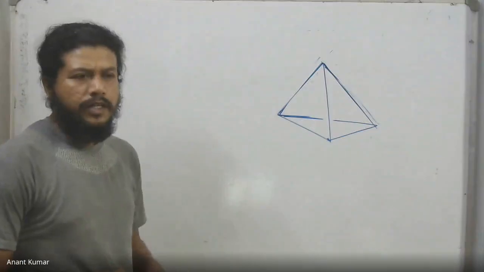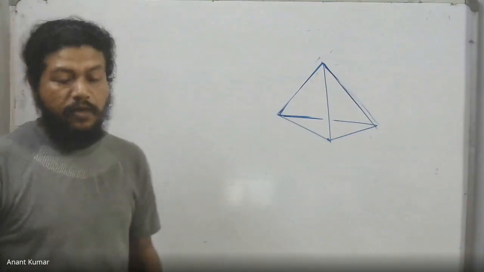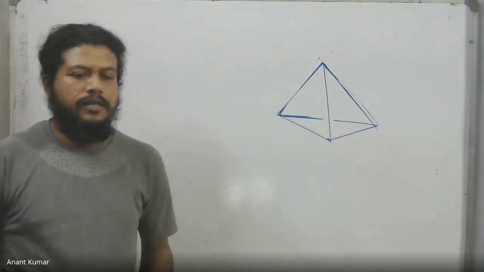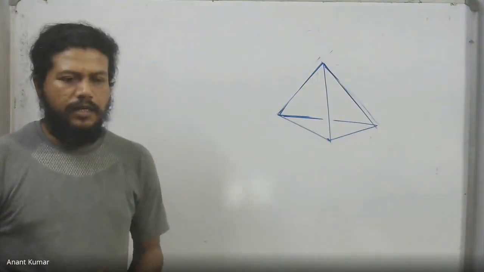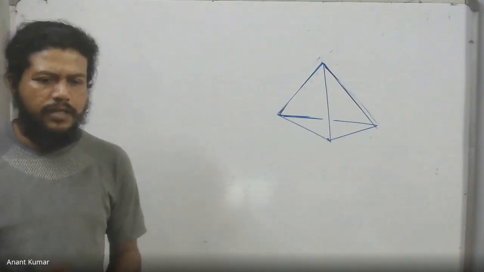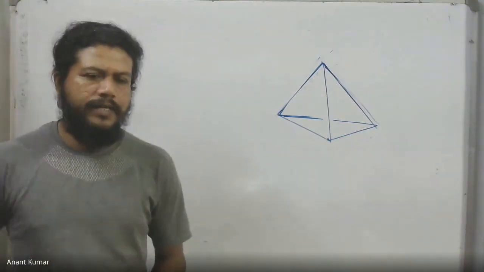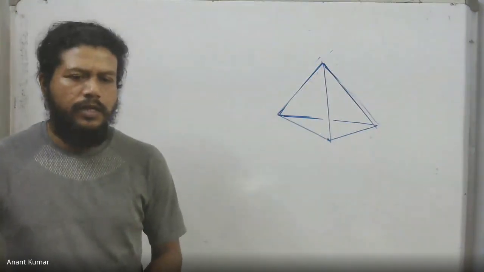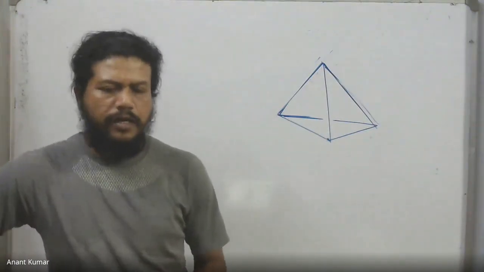So what have you taught till now? Nothing. I was just starting. I was saying there's a regular tetrahedron. A tetrahedron is basically a figure made by four planes. Each of the faces is a triangle, an equilateral triangle. The base is an equilateral triangle. The three side faces are also equilateral triangles.